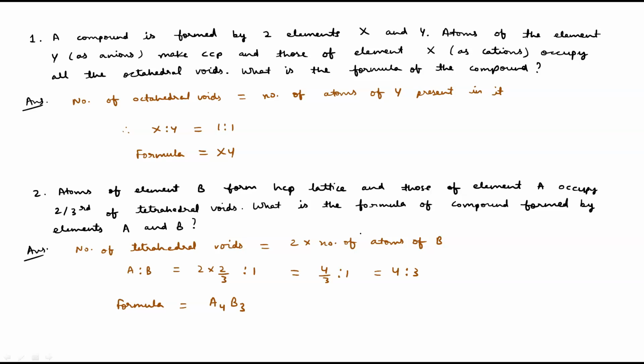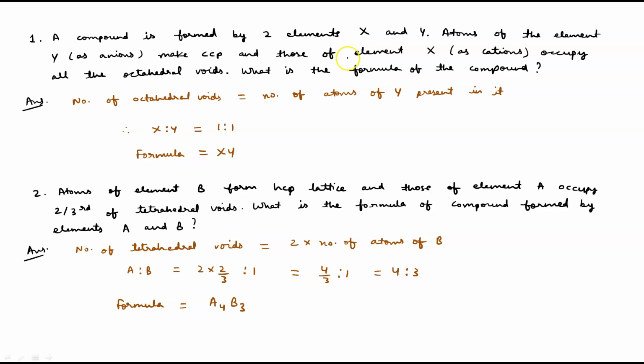A compound is formed by two elements X and Y. Atoms of element Y as anions make CCP, and those of element X as cations occupy all the octahedral voids. What is the formula of the compound?